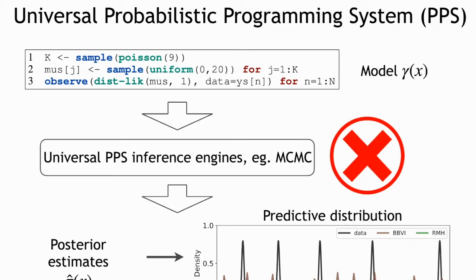In fact, to our knowledge, we are not aware of any universal PPS inference engine that is able to deal with this ostensibly simple model. This is the key motivation of our work. The central question we're addressing today is how to perform inference properly for models with stochastic support.